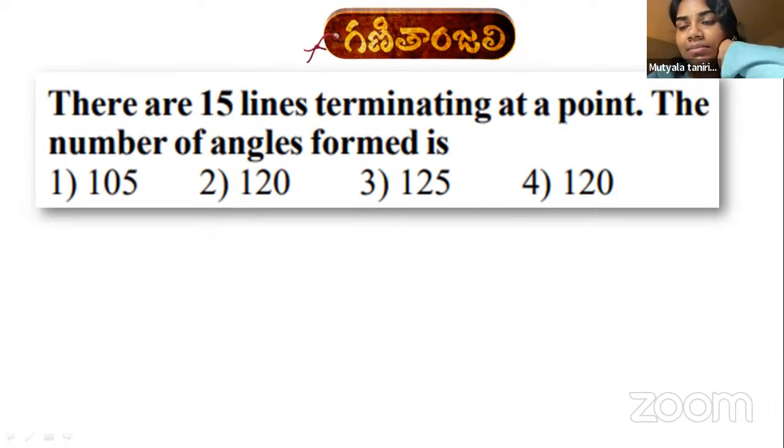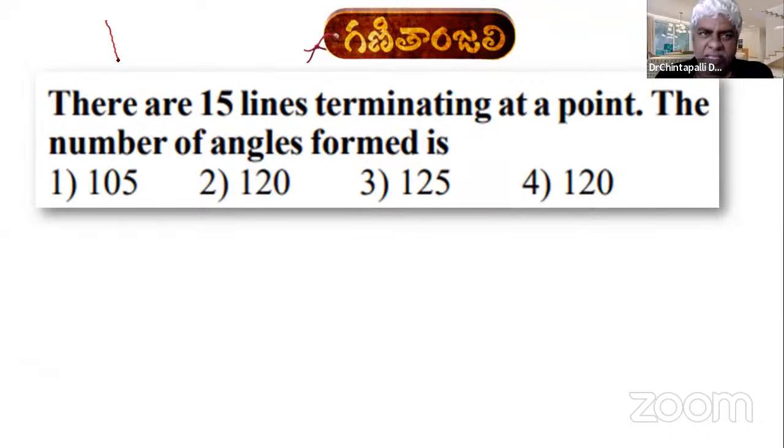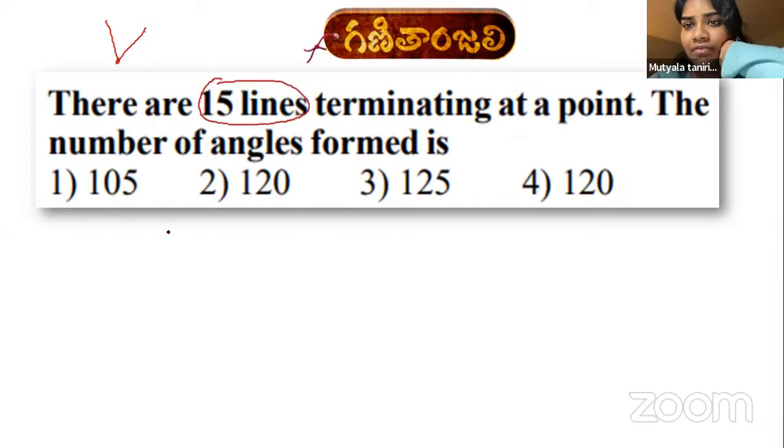There are 15 lines terminating at a point. The number of angles formed. How many angles are formed? How many lines are needed to form an angle? 2 lines form an angle, right? Yes, sir. So to form an angle, 2 lines are needed. How many lines are here? 15, sir. So these are 15 lines.